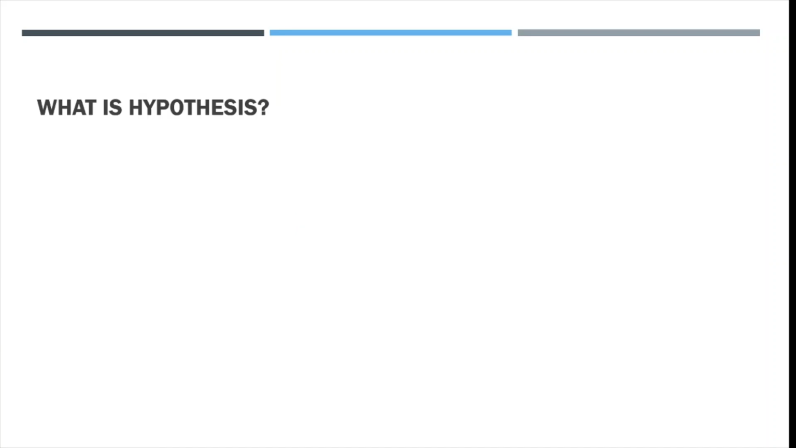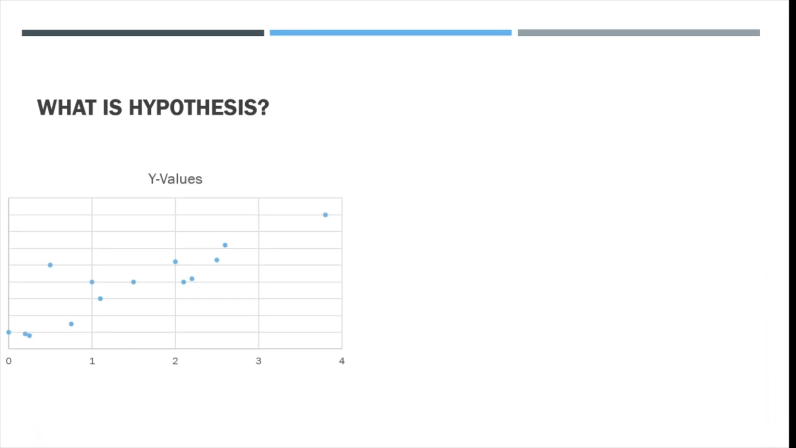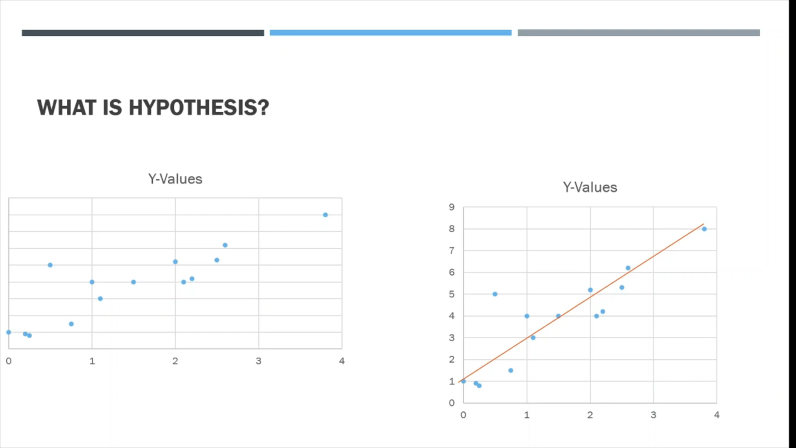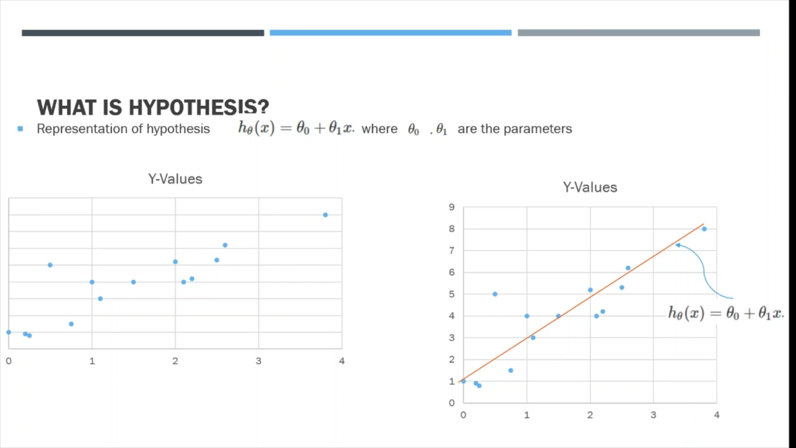So you might wonder what that hypothesis is. Consider this graph where I plotted the different data, and now consider this graph where I drew a red line like that. I'm going to represent our hypothesis as h of x equals theta naught plus theta 1 x, where theta naught and theta 1 are the parameters, and that red line over there is our hypothesis. So if you want to predict the value of y for a certain x, we can easily predict it using that line or that hypothesis.